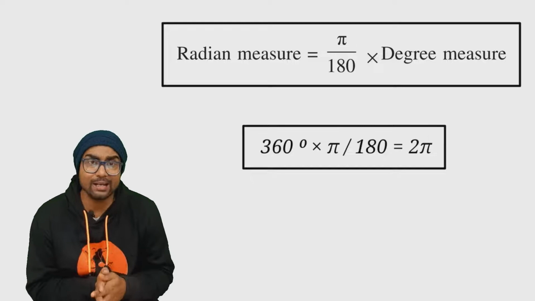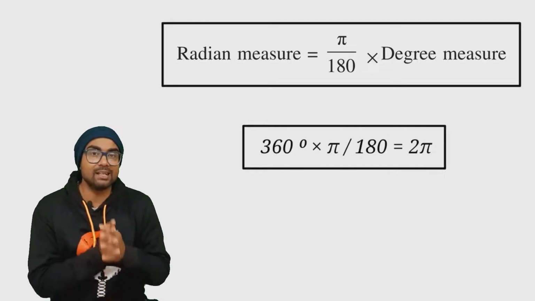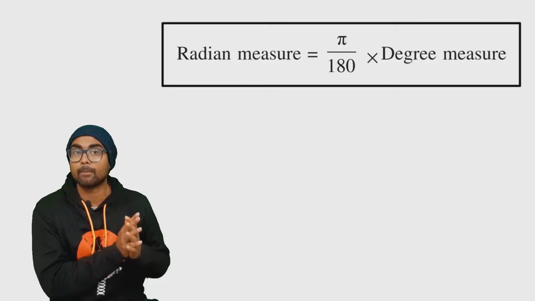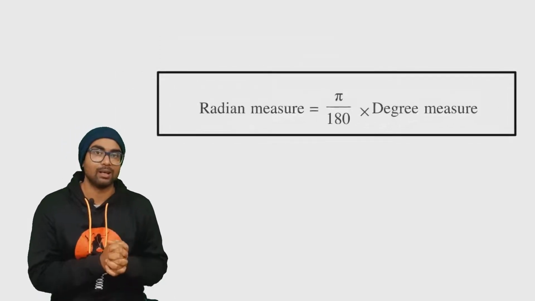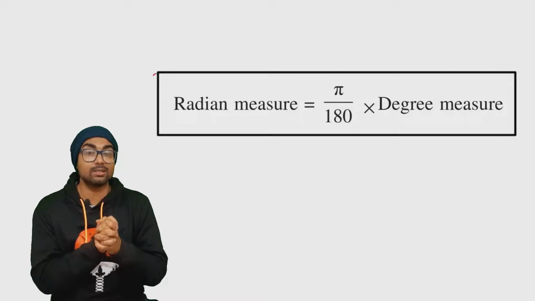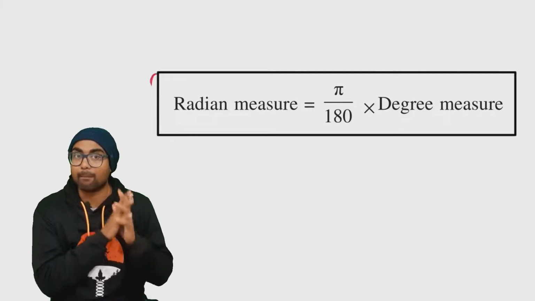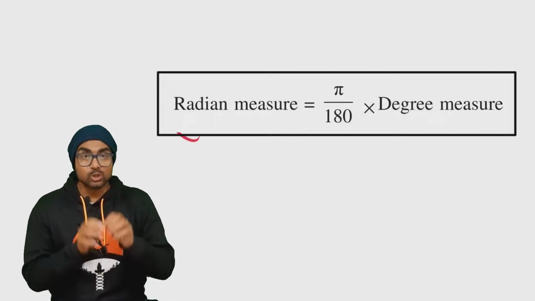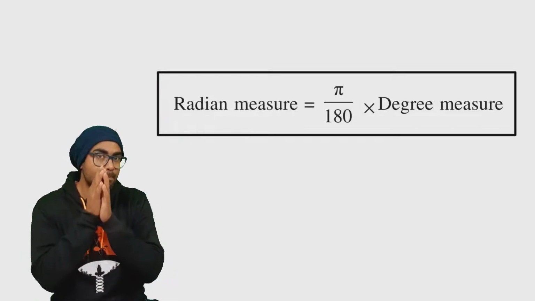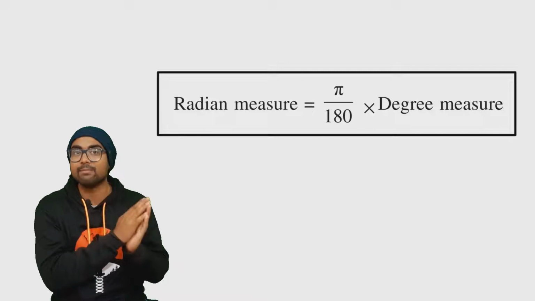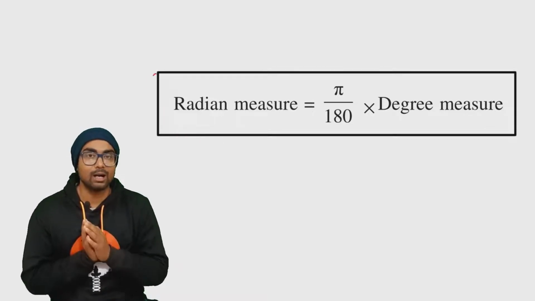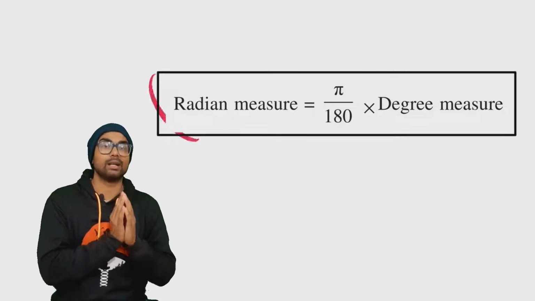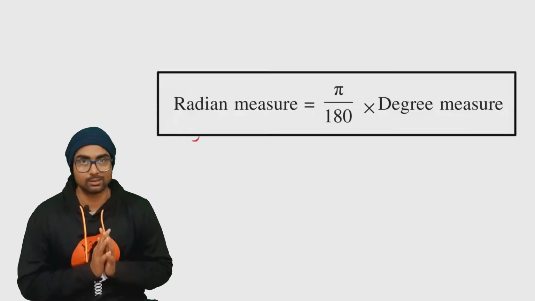So what I did here, I have multiplied the degree measures with pi upon 180. So when we multiply this pi upon 180 by degree measure, we will get the formula, that is radian measure is equal to pi by 180 into degree measure.